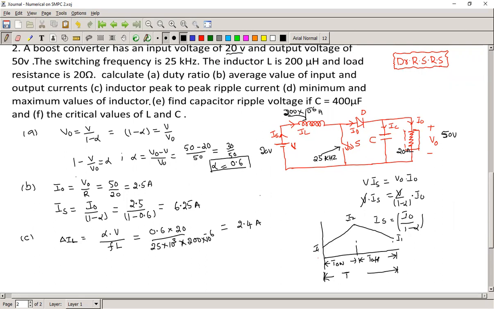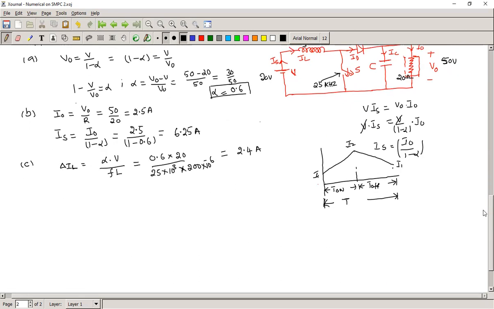See, this is I1, the minimum value of inductor current. I2 is the maximum value of inductor current. The difference between these two, we already calculated that value. This is delta I.